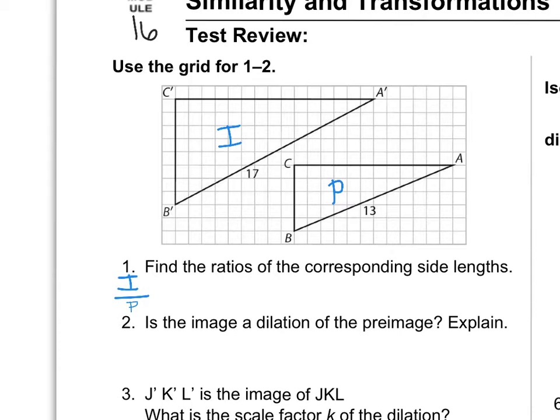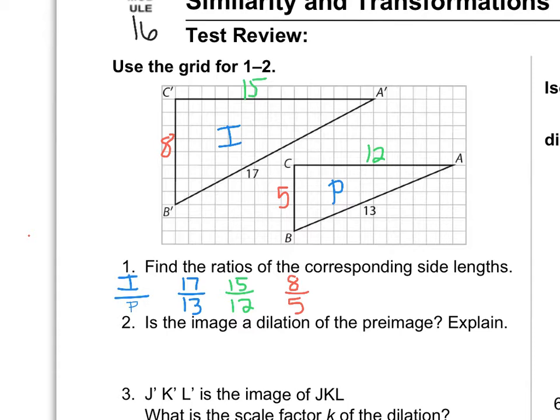The pre-image is the one without the primes, and the image is the one with the primes. Start with the numbers that they gave me, 13 and 17. 13 is the pre-image, and it goes on the bottom of the fraction. I marked AC and A prime C prime in green with 12 and 15 after counting. 15 is the number that goes on top since it comes from the image, and 12 goes on the bottom of the fraction. I marked the sides BC and B prime C prime with 5 and 8 after counting.